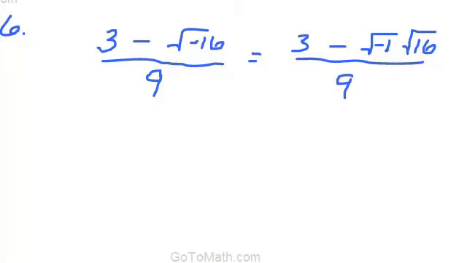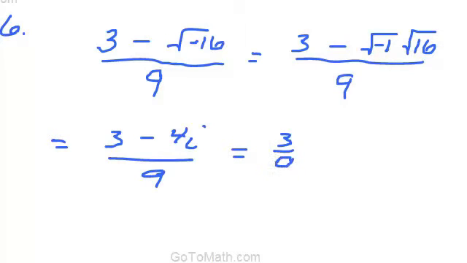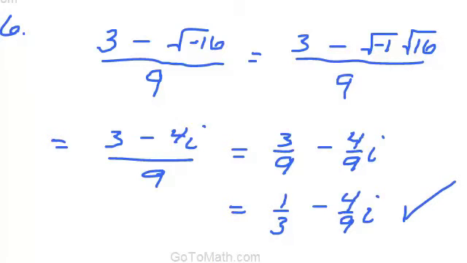Remember, the square root of negative 1 is i, the square root of 16 is 4. So this becomes 3 minus 4i, and of course, this is all over 9. Now we can break this up. This is 3 ninths minus 4 ninths i. And of course, this can be rewritten as 1/3 minus 4 ninths i. That was number 6, I believe.